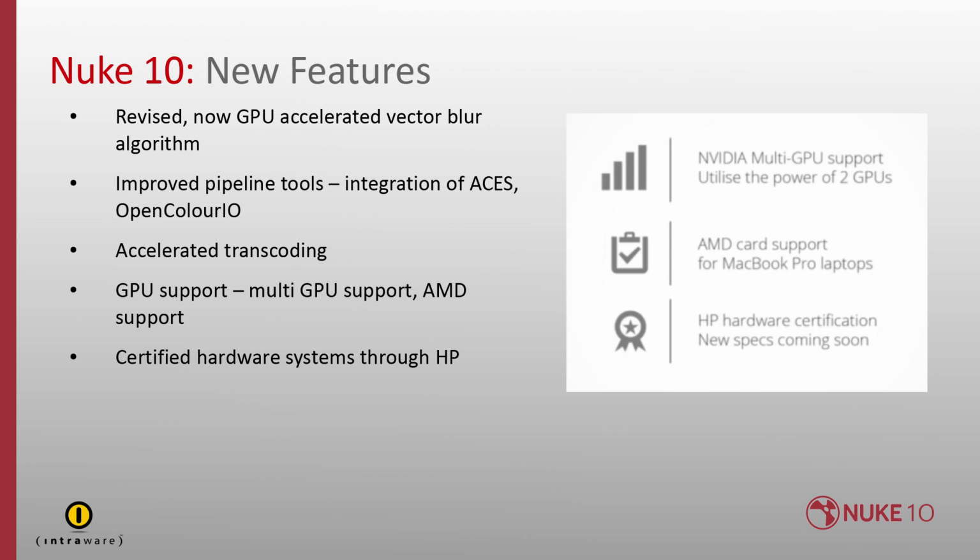OpenColorIO. Performance increases to the transcoding system mean that writing out media, such as DPX, EXR, and QuickTime files, is now faster, taking less time to write out dailies, artist review, the final output, or simply transcoding from one format to another.